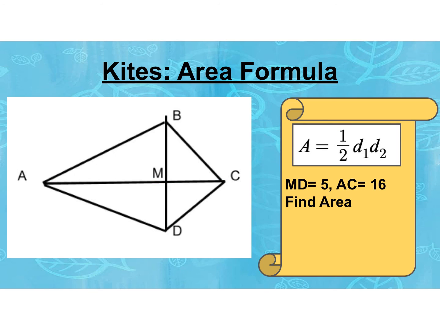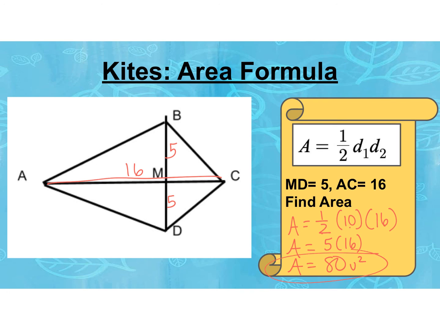So let's try this. I know that MD is 5 and all of AC is 16. Well, I also know that MB is 5. So I'm going to say my area is 1/2 times BD, which is 10, times AC, which is 16, my 2 diagonals. And again, it's all multiplication. I'm going to do 1/2 times 10, which is 5, times 16. So the area on this one is 80 units squared.